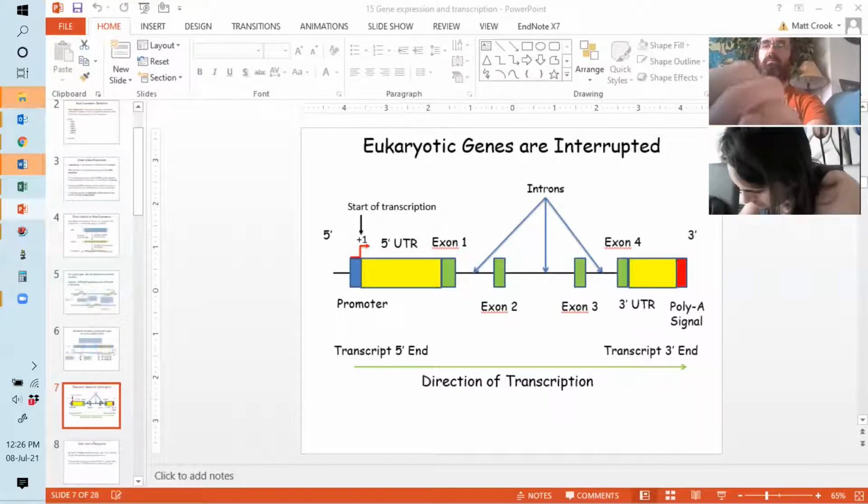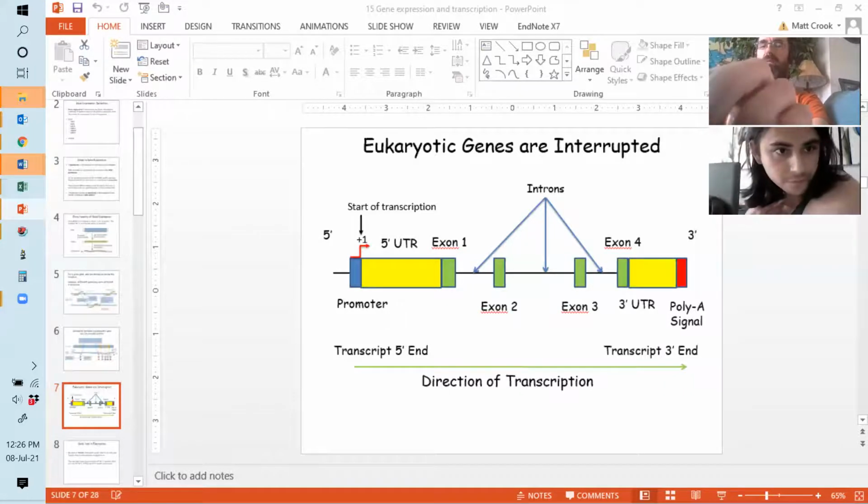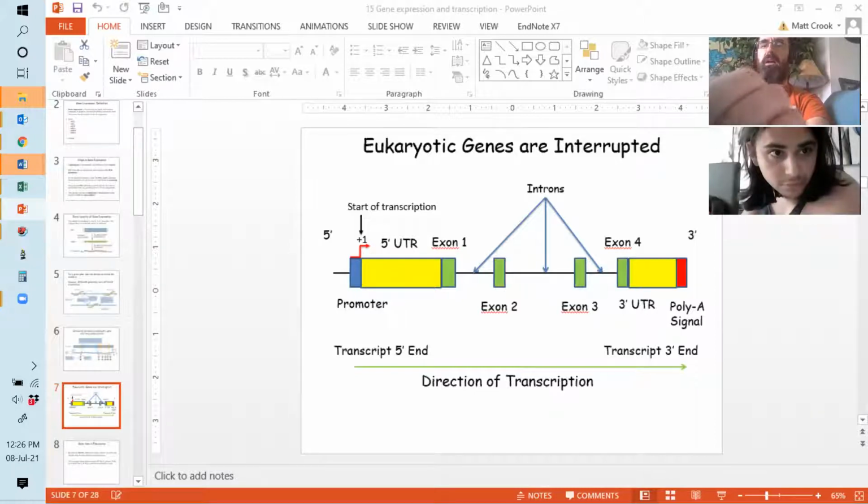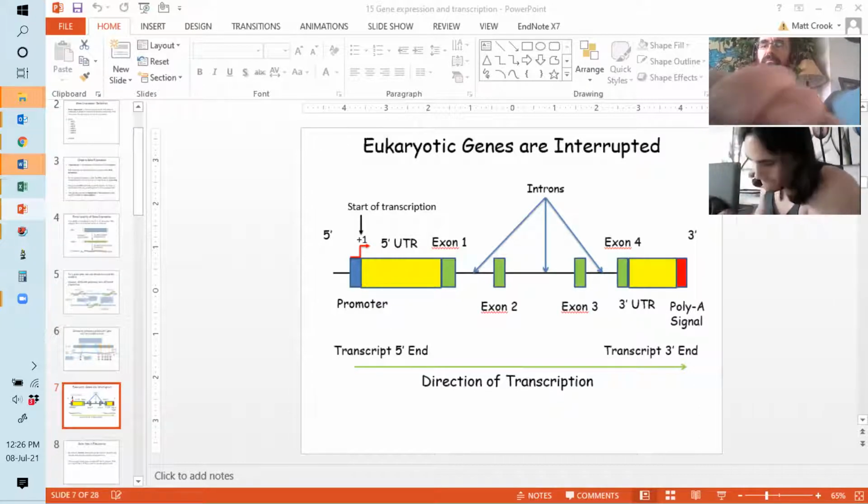Promoter, basically where RNA pol binds. And what's at the other end? Poly A. That's kind of like a 3' tail, not trail, tail added to the mature transcript.